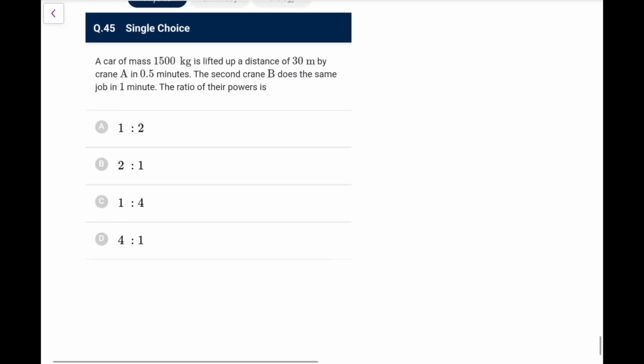Next, last one. A car of 1500 kg is lifted up by a distance of 30 meters by a crane in half a minute. The second crane does the job in 1 minute. The ratio of their powers is, because it takes double the time, that means the first one is 2 times more efficient, because power is energy per unit time. Energy is the same. The first one is doing it in half the time, so its power is double.